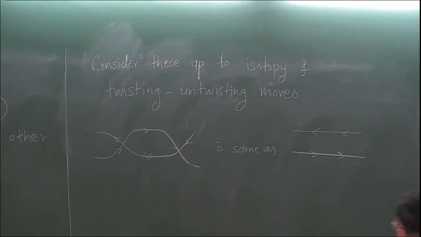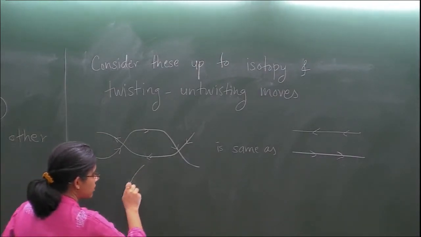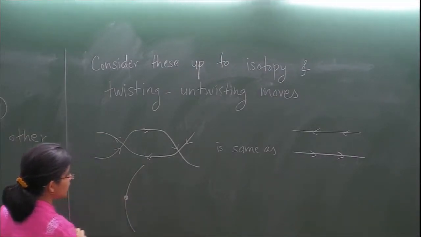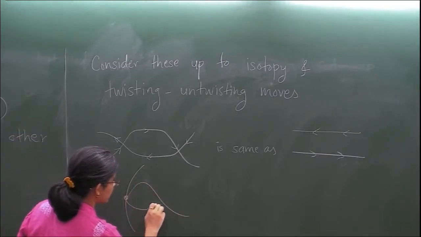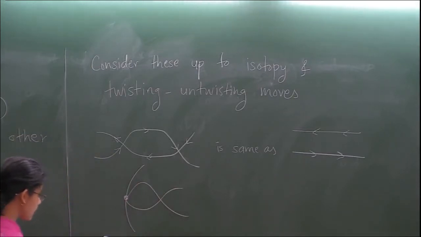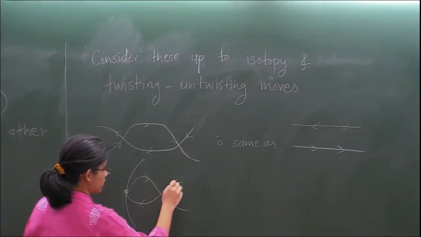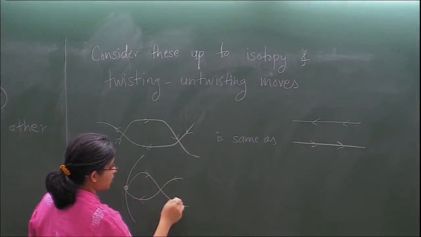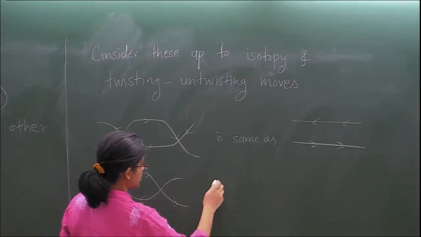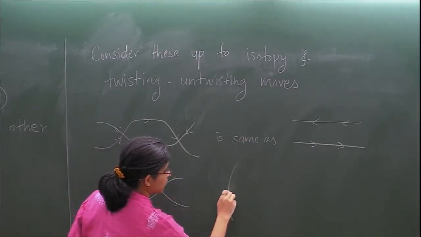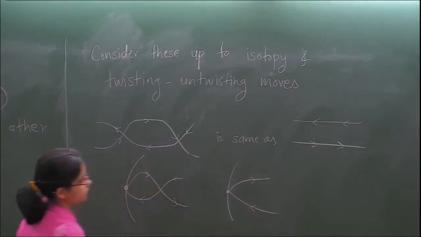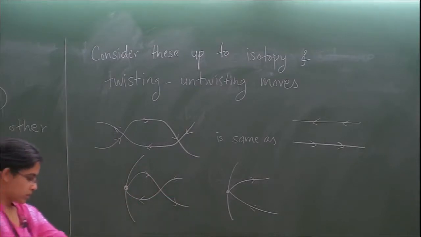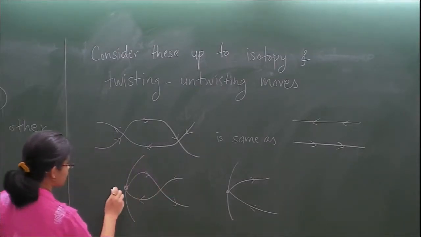All right, and then twisting, untwisting is the following. This is true even at the boundary. So if you have something like this, then you can just have this as coming in, going out and coming in. So this is a boundary vertex.